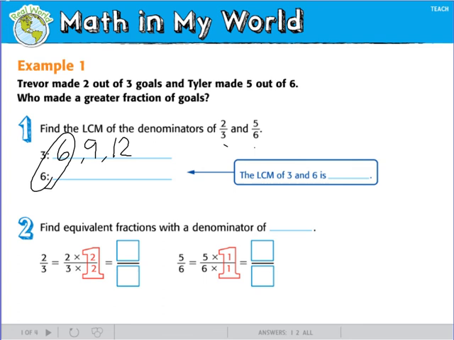So the least common multiple of 3 and 6 is 6. So the least common denominator is going to also be 6. So we're going to find fractions with a denominator of 6. Okay? So here we go. I have 2/3. So 2/3 times, remember 2 over 2 equals 1. So I'm multiplying 2/3 by 1. 2 times 2 is 4. 3 times 2 is 6. Now come over, 5 times 1 is 5. 6 times 1 is 6.